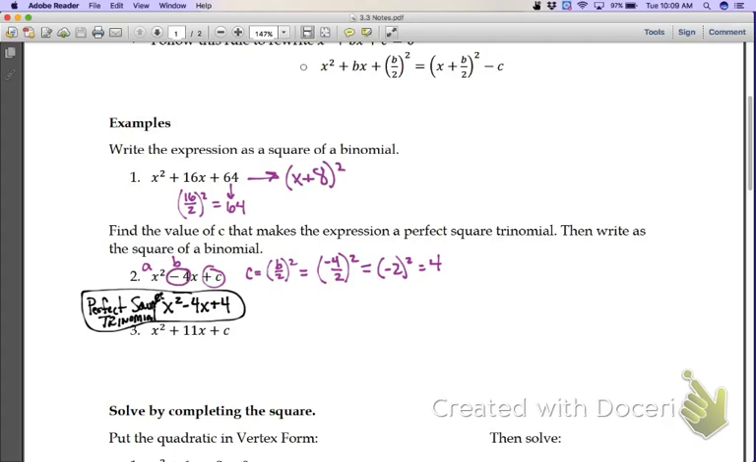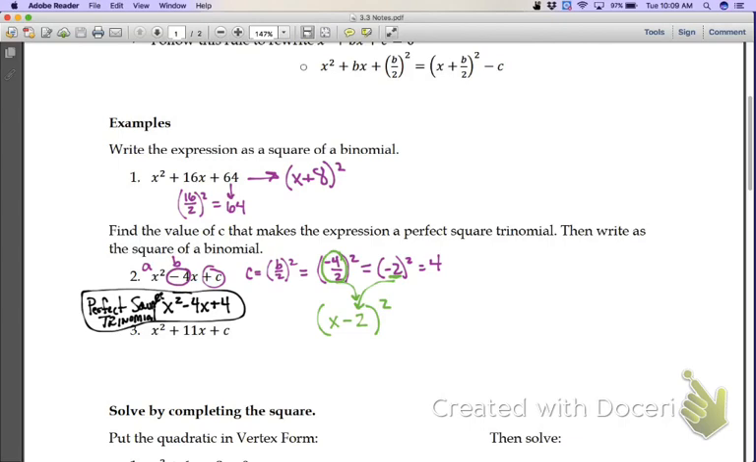Now, if we're going to write it as a square of a binomial, all you have to do is, one, not overcomplicate this, and take whatever your number is right here. What's negative 4 divided by 2? Negative 2, right? You're just going to put it in a parenthesis and go x minus 2. Okay? That number is going to go right there.